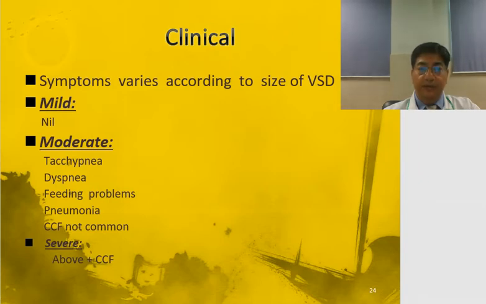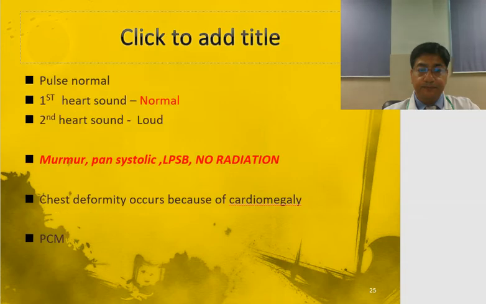And on routine examination, you can appreciate the murmur of pansystolic variety at the left parasternal border with usually no other clinical signs. And if the size is moderate or large, they do present with repeated chest infections, repeated episodes of congestive heart failure and pneumonias, and pulmonary hypertension can be appreciated if presentation is late.